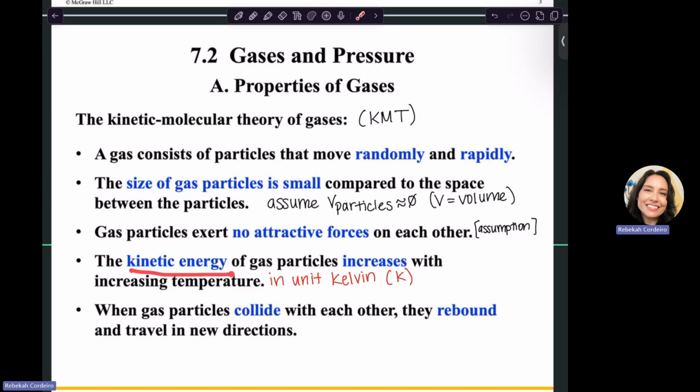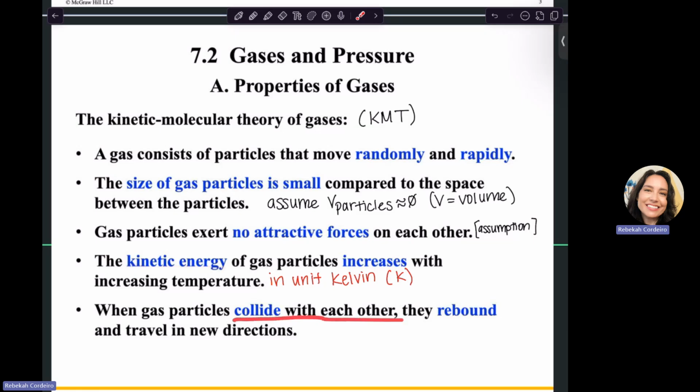And then the kinetic energy of the gas particles is increasing with increasing temperature. This is a direct proportionality if you're in units of Kelvin for your temperature. In Celsius, this is not a direct proportionality. So you'll find that in all of the math we do with gases, we use Kelvin for a couple of reasons, but one of the reasons being that temperature is a direct relationship with kinetic energy, which is the energy of motion. So the higher the temperature, the faster my particles are moving.